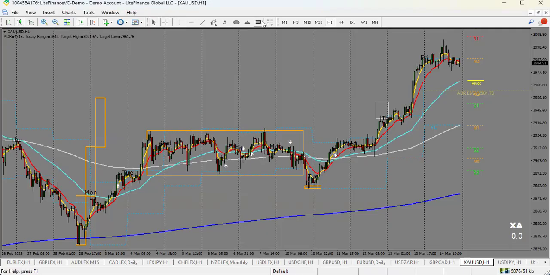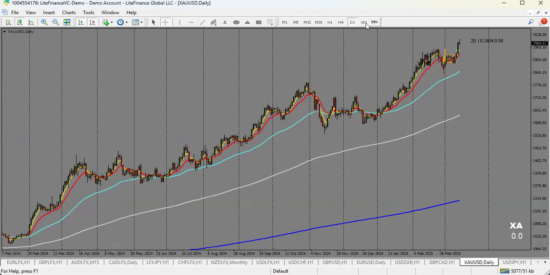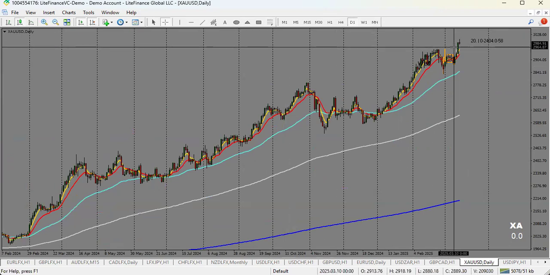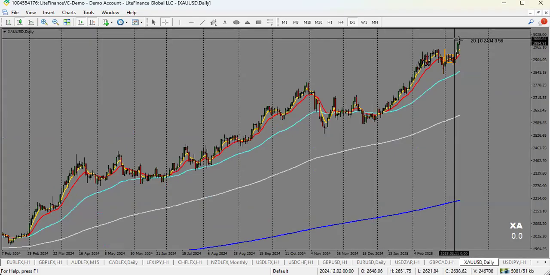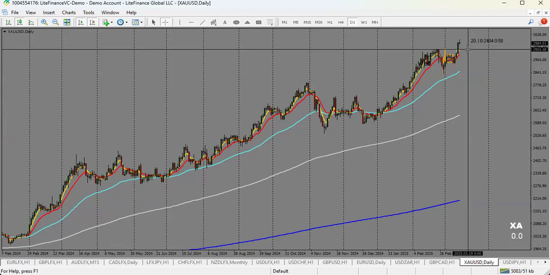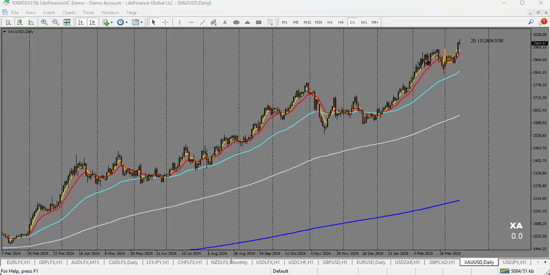Our key area of support is around 29.50. So around that price, that is our key support and resistance level. We have a resistance at around 3005 and a support at around 2950.